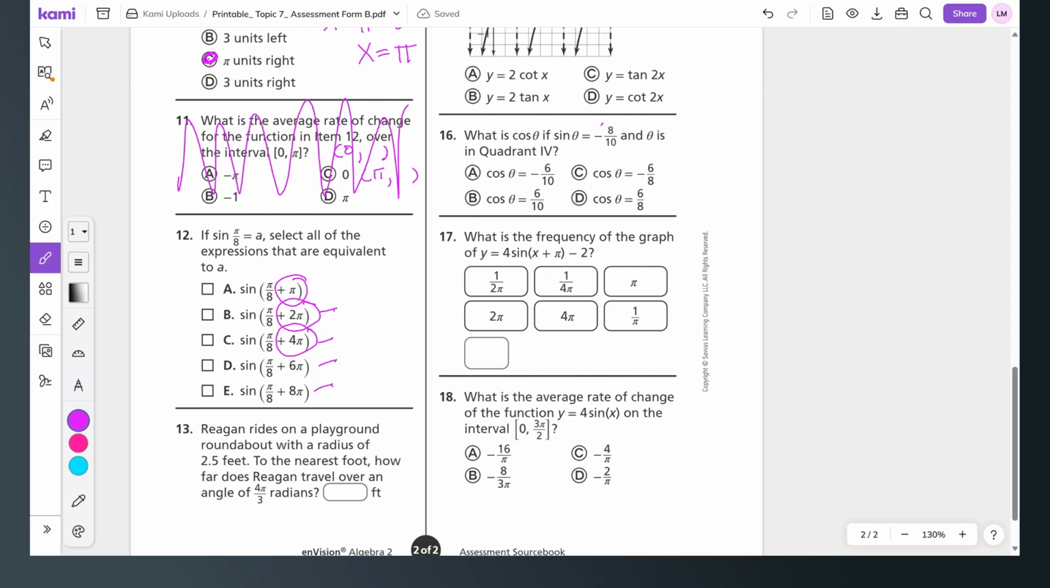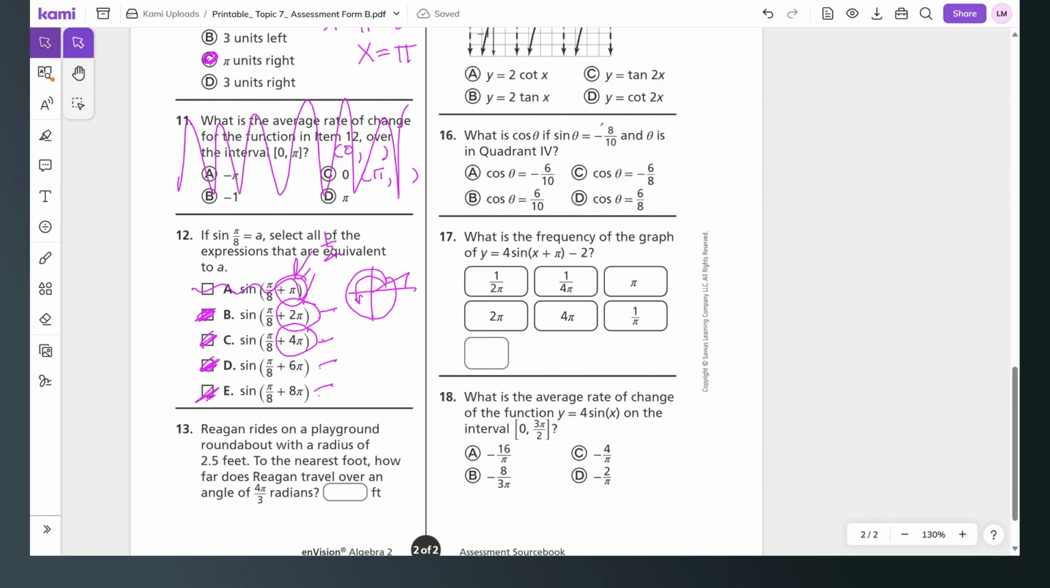So when I add a circle, so if I'm at pi over 8 and I add a circle, I'm coming right back to where I started. This one means I'm adding half a circle. That means I'm not coming back to where I started. I'm over here, which is not going to be equivalent. So that one's out. The rest of these, though, if I'm adding 1 circle, 2, 3, 4, those are going to land in the same spot. So all 4 of those are correct.